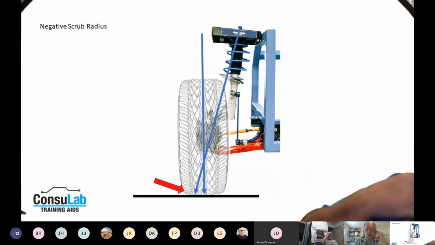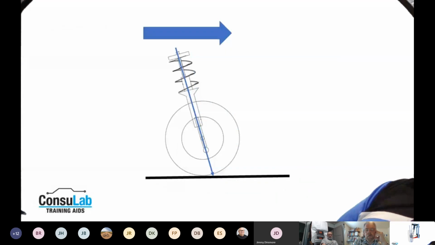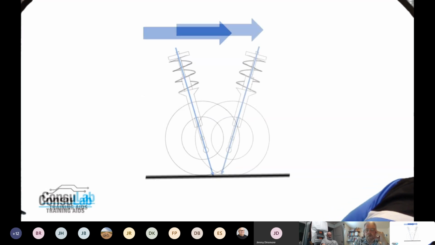So today we're going to move forward and get into talking about caster. And caster, again, is an angle where we tilt the steering axis, but in this case, we're tilting it forward or rearward. So if we tilt the top of the steering axis rearward, it's going to project the load slightly in front of the tire and get the tire to follow the load. That is referred to as positive caster.